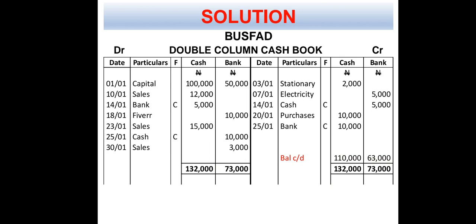I explained that better in my first video. So that balance carried down will now be brought down in the following month as balance brought down, which will be 110,000 for the cash and 63,000 for bank, which means as at 1st of February, the business is having 110,000 naira as cash at hand, and they're having 63,000 naira in bank. So that's what it means. That is all about the double column cash book.